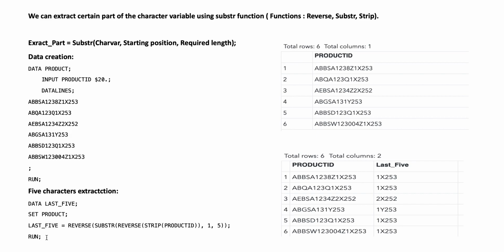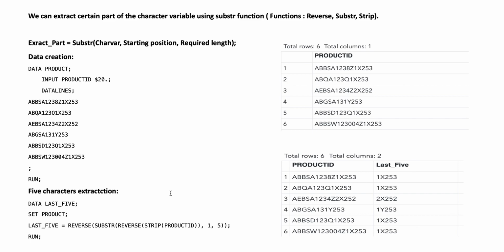When we run the second set of code, we will get the result shown in the second table. It has 2 variables, product ID and a new variable last 5, where the last 5 variable has the last 5 characters of each record.